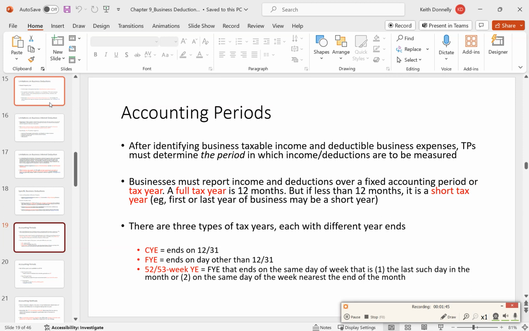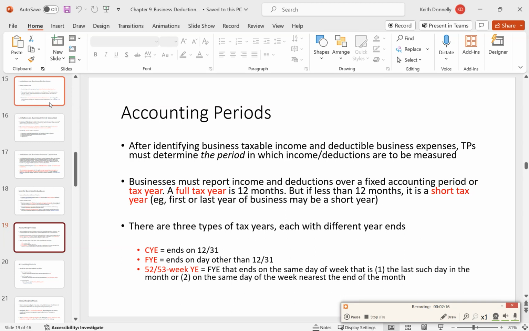On the flip side, when we close the business, maybe we shut down shop, it goes out of business in February, 5 years later. Well, that would also be a short tax year because we only have 2 months of income and expenses. We went out of business. It's not all 12 months. So that's the idea. A full tax year, a short tax year. We're figuring out what is the period over which we're reporting these income and expenses.